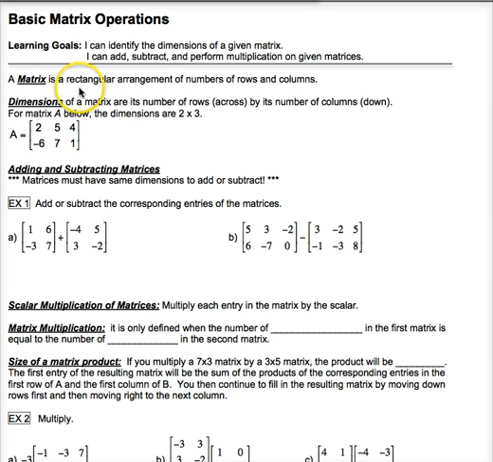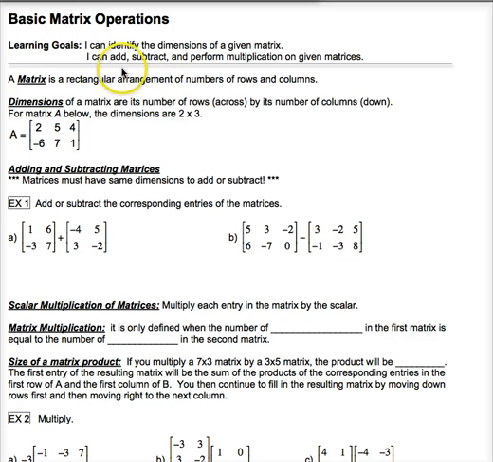It's just a rectangular arrangement of numbers of rows and columns. So here is a matrix that's named matrix A right there. Down here you can see we've got two different matrices that we're trying to add. Here we've got two different matrices of a different size that we're trying to subtract. So that's what they look like. What we're doing today, we're going to be doing by hand. And in the next lesson, we're going to be learning how to enter matrices into our calculator and some of the cool things that we can do with those on our graphing calculator.